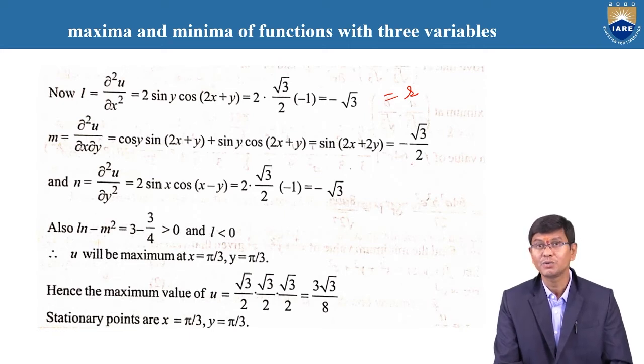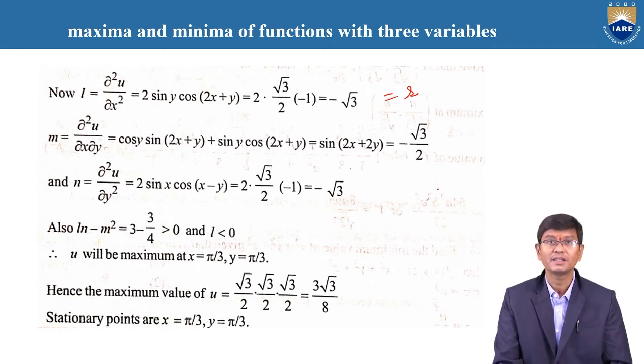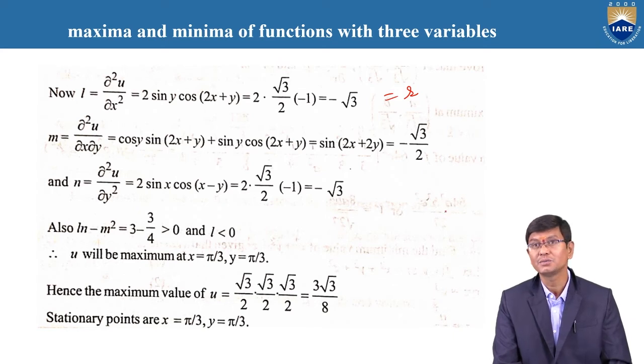And again, cos of 2x plus y is 2 pi by 3 plus pi by 3, that is nothing but cos pi. The value of cos pi is equal to minus 1. Therefore, after that simplification, the value of L is clearly minus root 3. Now we need to find out what is M, that is S.